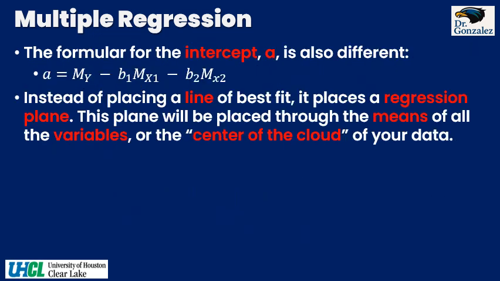Your formula for the intercept, A, is also going to be different. Your intercept this time is going to be A equals M sub y minus B1 mx1 minus B sub 2 mx2. And if you had a third x, it would be B sub 3 mx3. Instead of placing a line of best fit, we have what we call a regression plane. So we have moved from a line into a sheet of paper, right? That plane is going to be placed through the means of all of the variables because your data is actually going to look like a cloud.